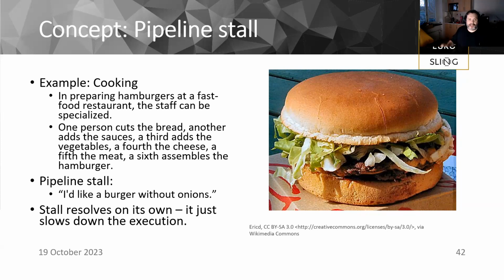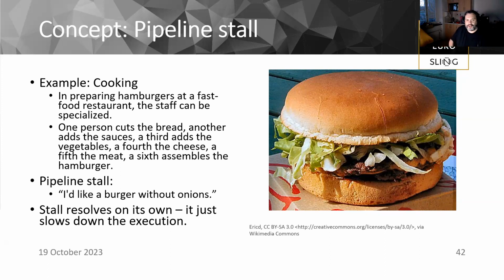But then another one comes and says, oh, no, I'm vegetarian, I don't want meat, just a plain burger without meat, with cheese and everything, but not meat. Again, you have a pipeline stall. 5 people have to wait until that one gets his burger without meat. So this is pipeline stall. What is important about pipeline stall? It does resolve on its own. It just slows everything down until the pipeline is literally, let's say, unclogged. Okay, unclogged, things that stopped start working again. So this is pipeline stall.